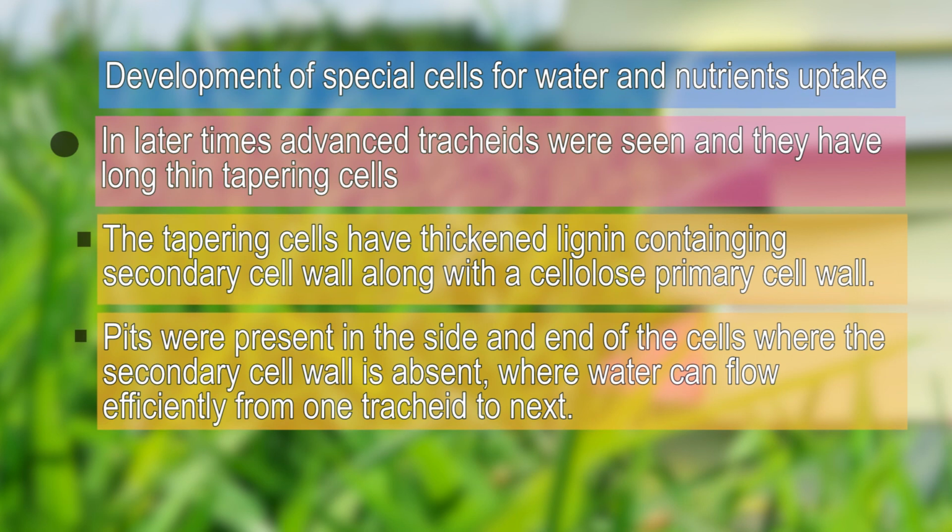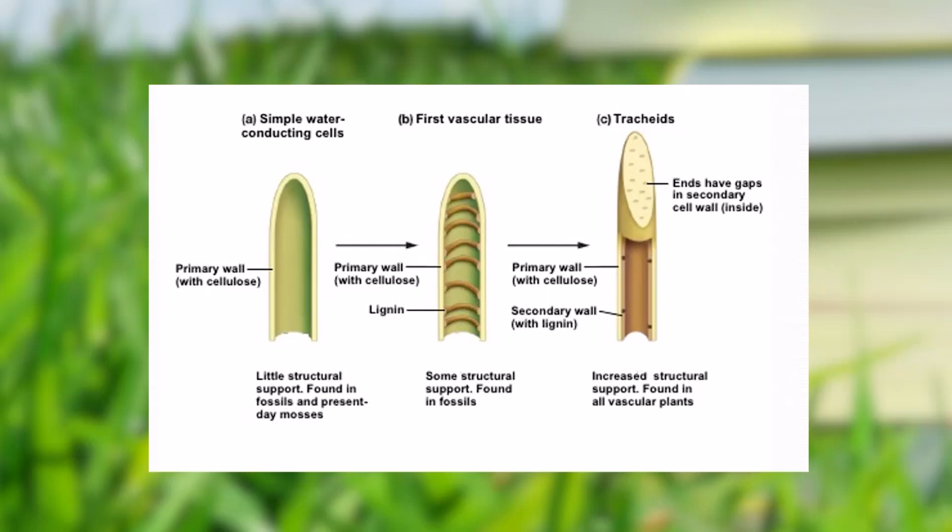Pits were present in the side and end of the cells where the secondary wall is absent, and these pits helped in the flow of water efficiently from one tracheid to the next. Let's now see this particular figure. This is just a representation of what I just told.